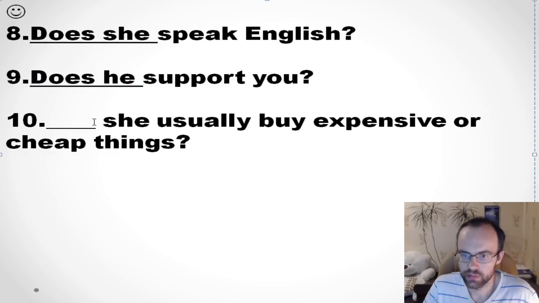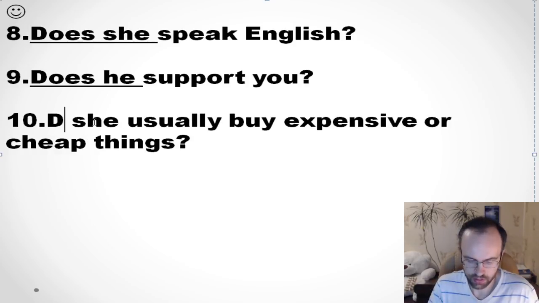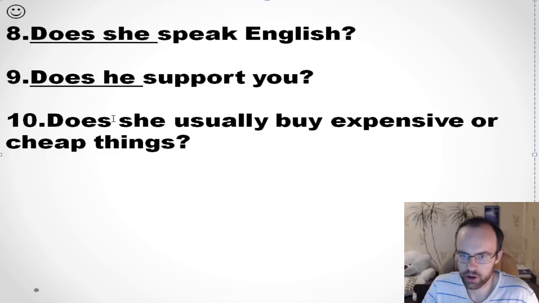Do she usually buy expensive or cheap things? Or does she usually buy expensive or cheap things? He, she, it, does. Does she usually buy expensive or cheap things? Okay. You see, does she speak English? Does he support you? Does she usually buy expensive or cheap things?